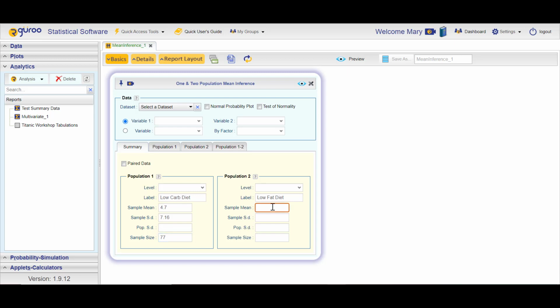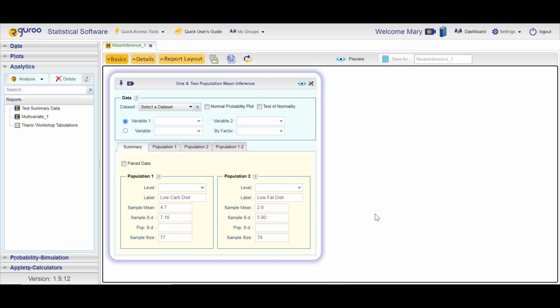And for the low fat, the sample mean was 2.6 with a sample standard deviation of 5.90 and a sample size of 79. And so just double check your numbers and make sure you enter them in correctly. So once you enter these in, then you're going to skip over to the population 1 and 2 tab.